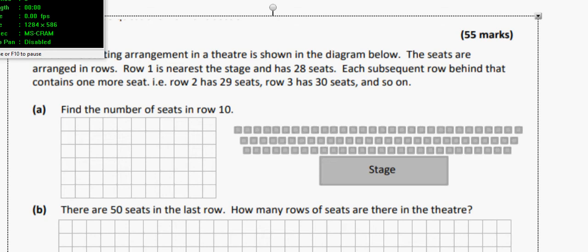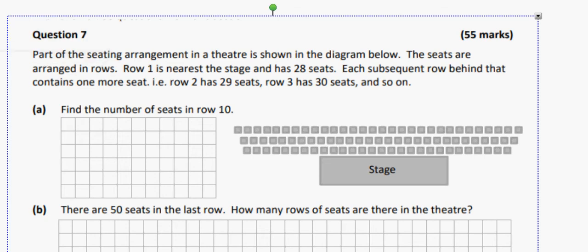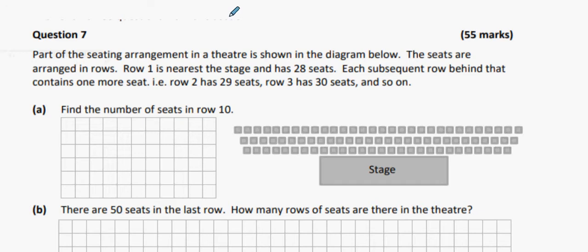We have a theatre which has different rows. Okay, so you have row 1, row 2, row 3. In row 1 there's 28, in row 2 there's 29, in row 3 there's 30. Because it goes up by the same amount each side, it's considered an arithmetic sequence.